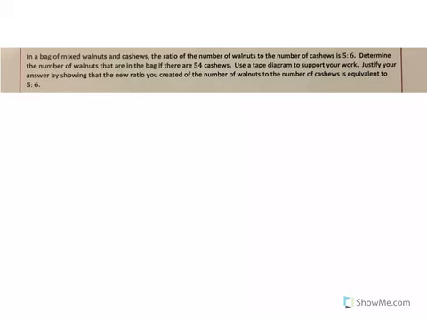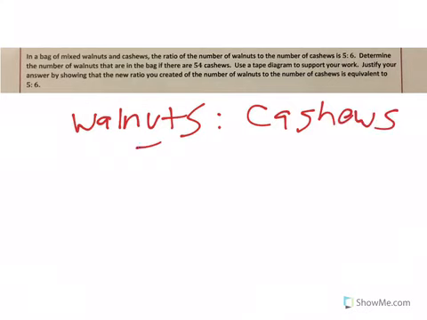Okay, one more word problem here. This is directly from Eureka Math. You'll be doing some similar problems, and I'm going to read it for you. In a bag of mixed walnuts and cashews, the ratio of the number of walnuts to the number of cashews is 5 to 6. So, just because I want to do it, I'm going to say walnuts to cashews, 5 to 6. So for every 5 walnuts, there are 6 cashews, meaning there'd be more cashews in the bag. I write these things down. It helps me as I do the problems. It helps me keep everything straight.